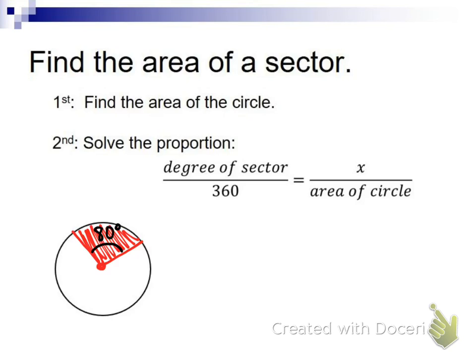The other side of your proportion, so the other fraction on the other side of the equal sign, is x over the area of the circle. So remember that was found in the first step. You have to find the area of the whole circle, which means one of these radii would have to be given to you. And then this x represents the area of the sector. So that's what you're trying to find.